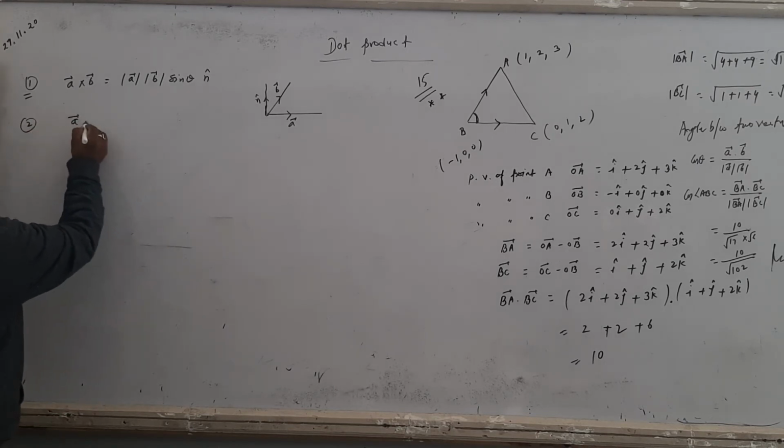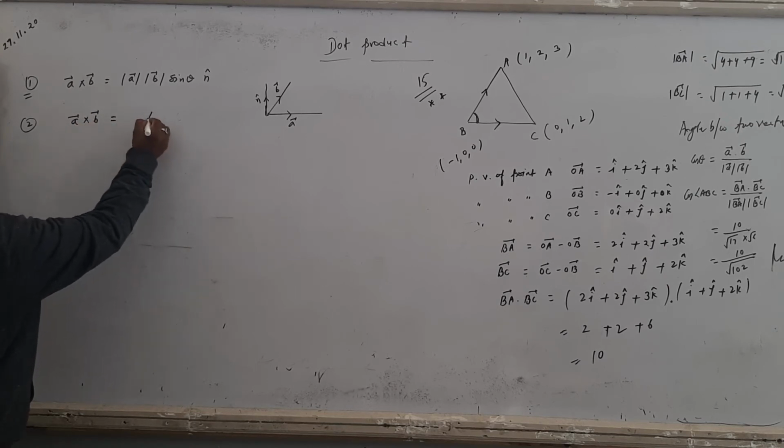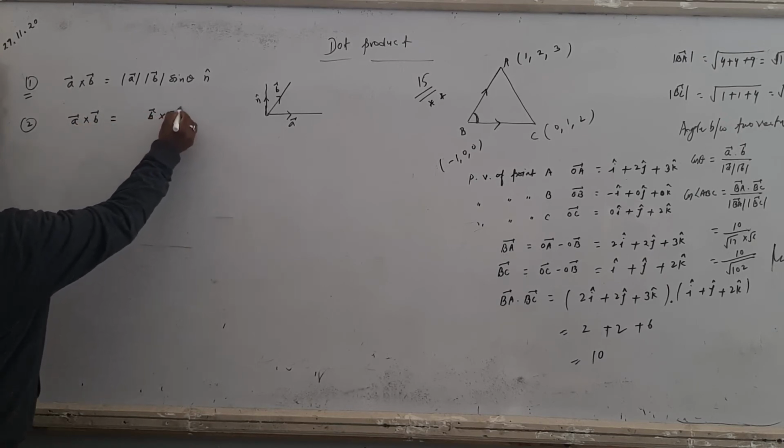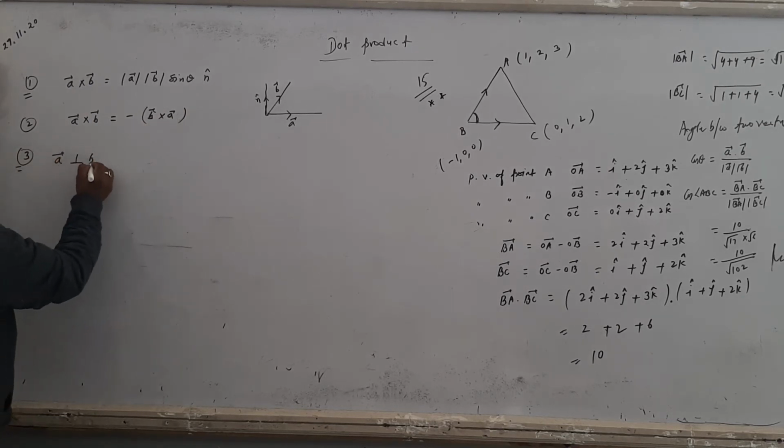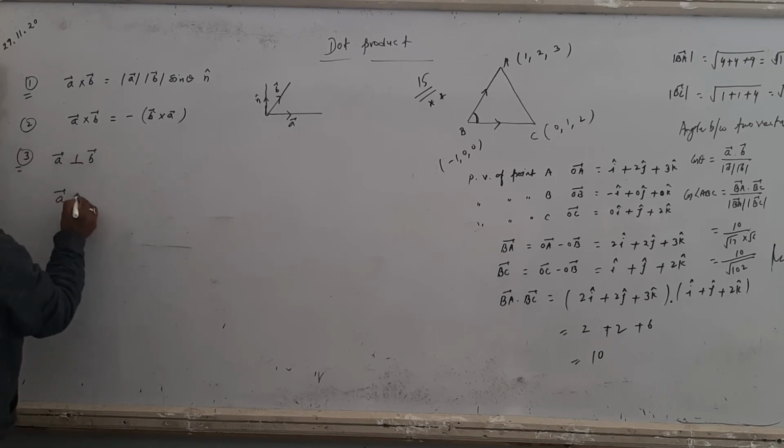In dot product, A dot B and B dot A are equal, but in cross product, A cross B equals B cross A with a negative sign. Direction changes, then sign changes. What is the condition of two vectors being perpendicular? What is the condition of two vectors being parallel?